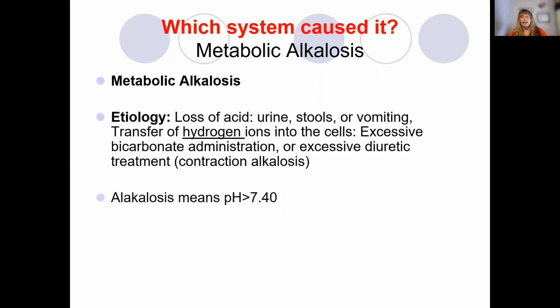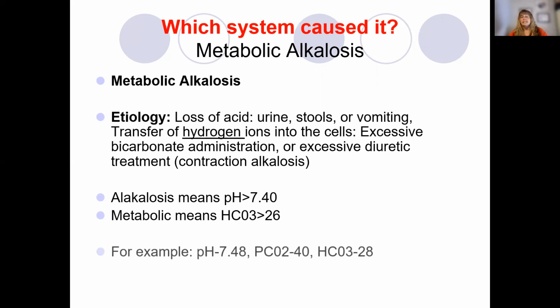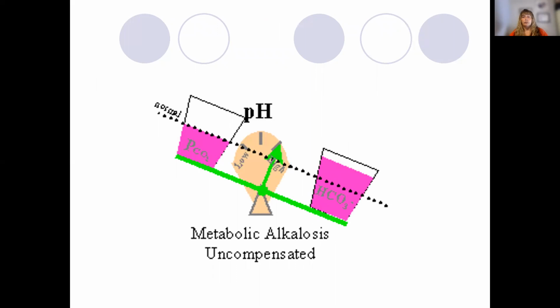Alkalosis means a pH of greater than 7.40. Metabolic means that the bicarb is greater than 26. There's just too much bicarb. So for example, we have a pH of 7.48, PCO2 of 40, and a bicarb of 28. That is a metabolic alkalosis. And here is a visual example of it.